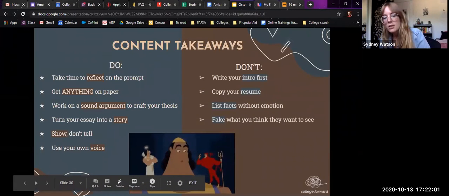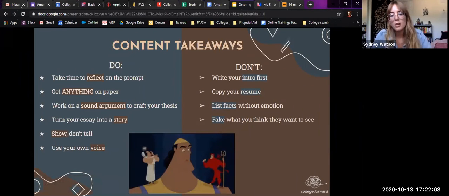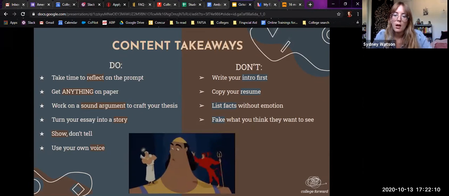Some things not to do, don't write your intro first, try and work on the body. Don't copy your resume, try and show the admissions counselor something that isn't obvious on your just black and white college application. Don't list facts without emotion, and then don't fake what you think that the admissions counselors want to see.